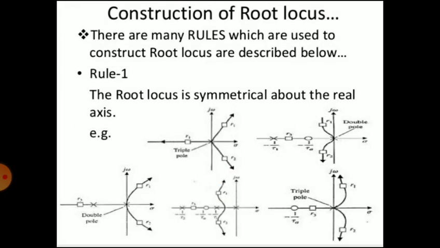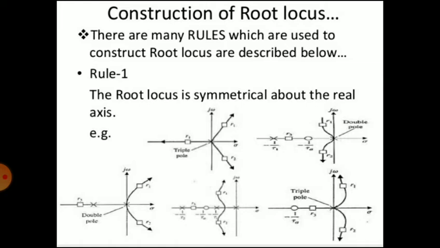Now we will see how the root locus is constructed. There are many rules used to construct the root locus. Rule number 1: the root locus is always symmetrical about the real axis. The roots of the characteristic equation are either real or complex conjugates or a combination of both. Therefore, their locus must be symmetrical about the real axis of the S-plane.